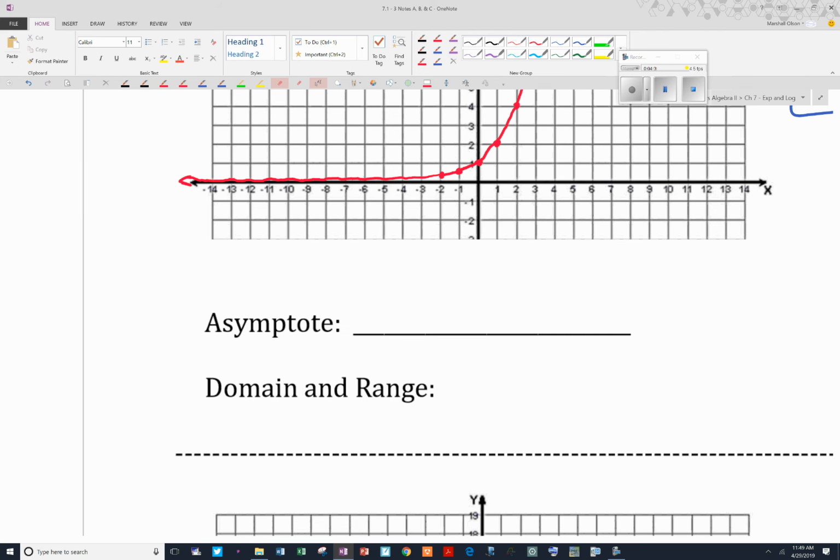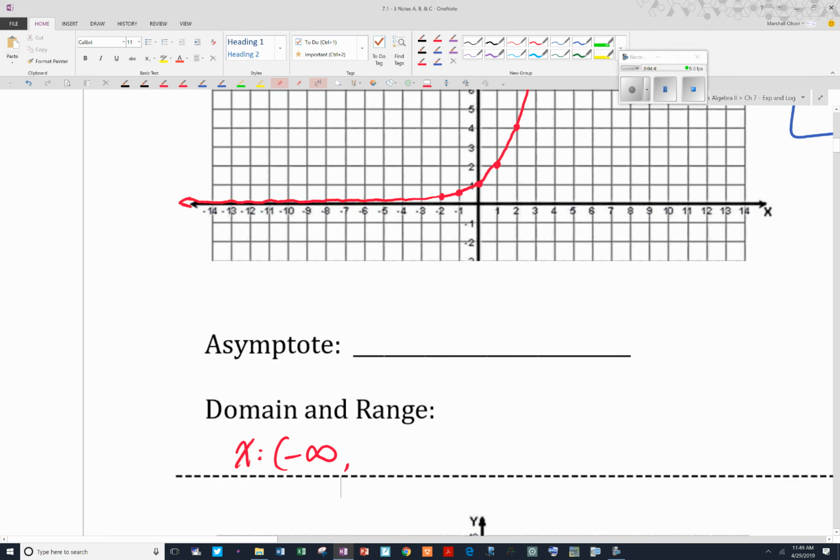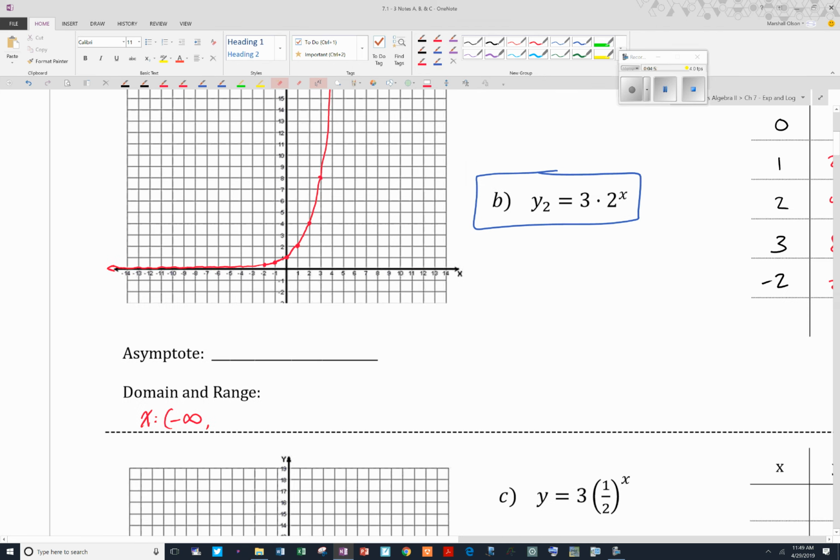So let's talk about domain then. This thing goes forever to the left, right? So we know that the domain starts at negative infinity. And then going to the right, even though it looks like it goes up, are the x values still growing? Yeah, you can put anything in for x. This goes all the way up to positive infinity. What about the range of that guy?